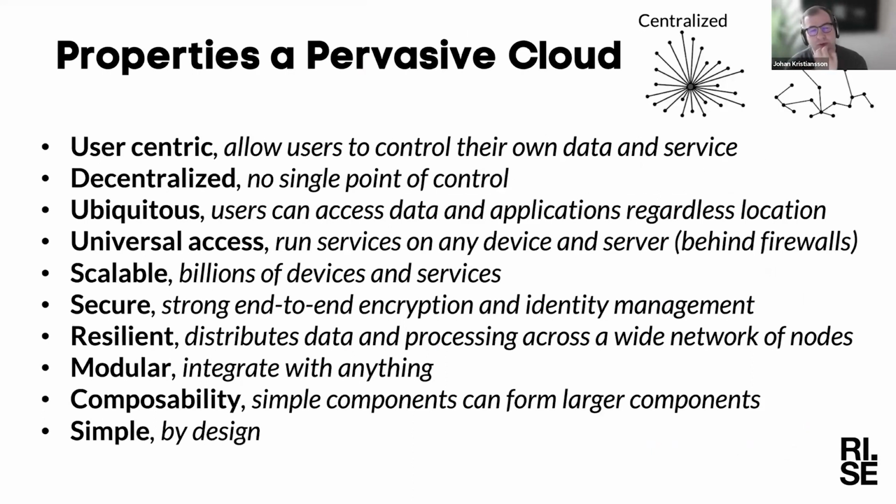Users should own their own data and control their own services. So it has to be decentralized with no single point of control. It's also ubiquitous, so it's available anywhere, and you would be able to universally access your services, even if they're running on devices, edge, or cloud. It has to be scalable and secure. One of the books that I mentioned talks a lot about resilience, so you can make applications more stable and handle failure more efficiently.